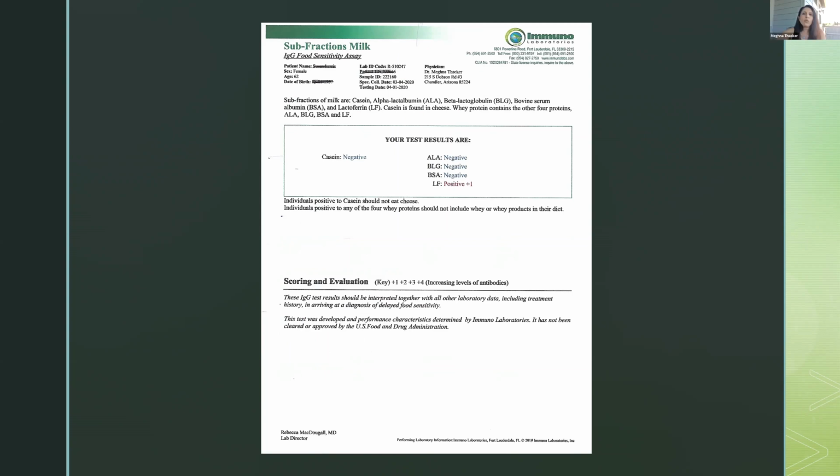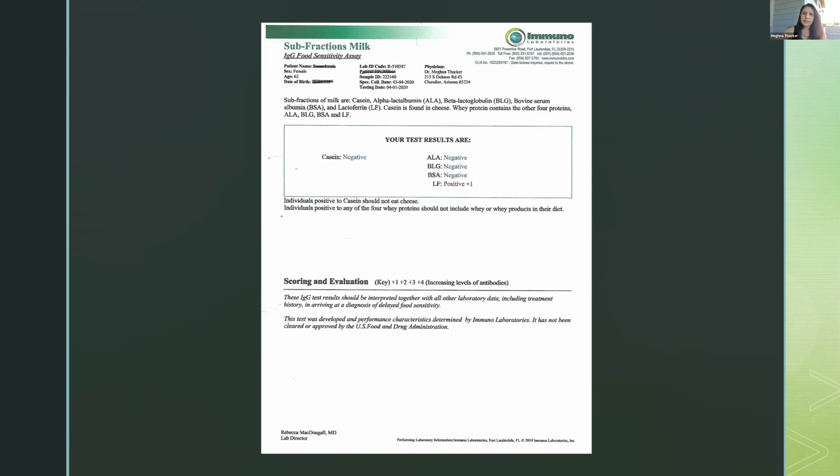Now, when these results come, sometimes the lab will reach out to me and suggest some further testing for this patient, depending on their results. So in this case, they recommended a few tests, and we'll go over those.